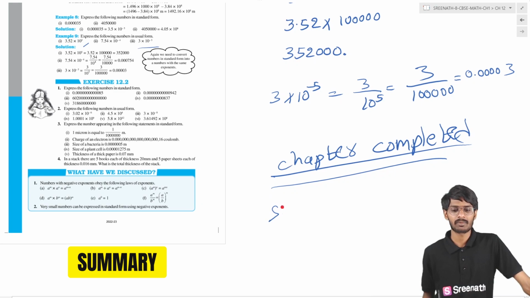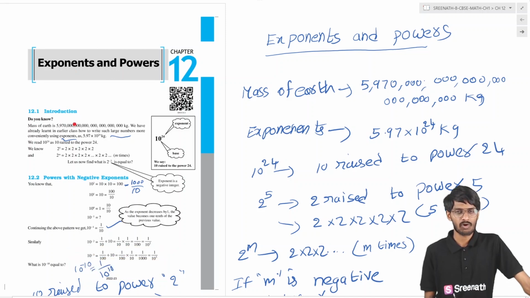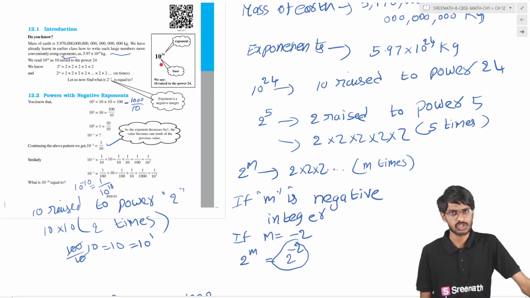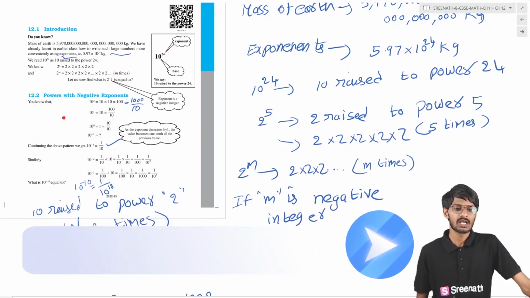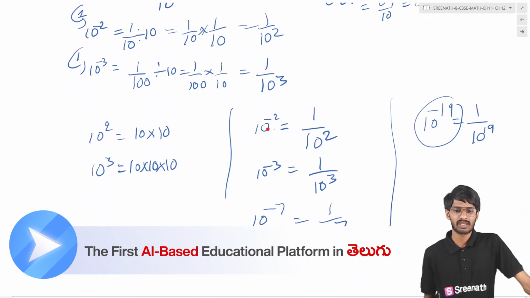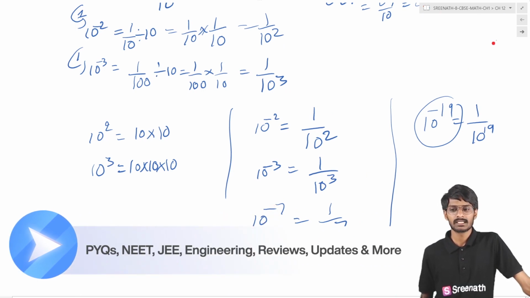Now we will have the summary of the whole chapter. Okay, students, exponents and powers is our chapter. We know whenever the powers are positive exponents, we know how to solve them. Whenever the powers are negative exponents, how will we do it? Whenever there is 10 power minus 2, we write it as 1 by 10 square. 10 power minus 3, we write it as 1 by 10 cube. 10 power minus 7, we write it as 1 by 10 power 7.